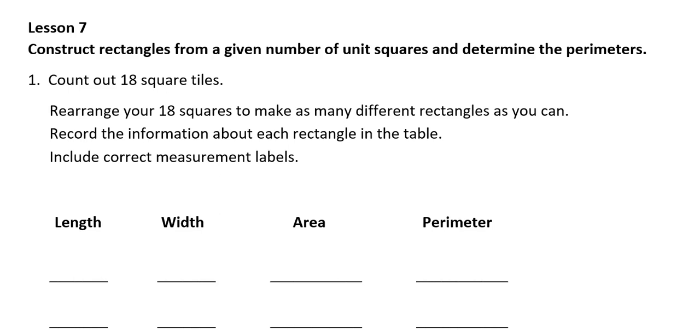So I'm going to arrange 18 square tiles to make a rectangle. I'll record the length, the width, the area, and the perimeter. I have 18 square tiles here, and now I'm going to use those tiles to make a rectangle. So I'm just going to start dragging them around until I have a nice rectangle.